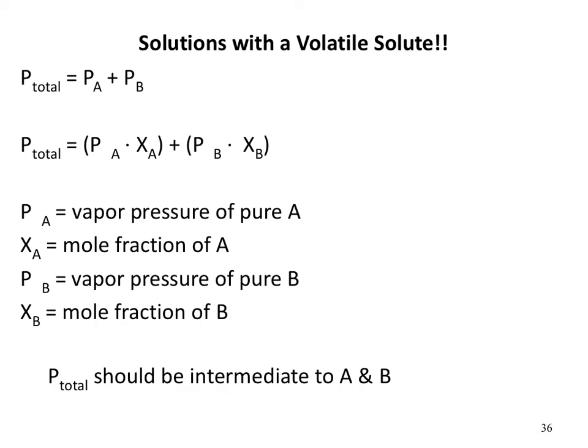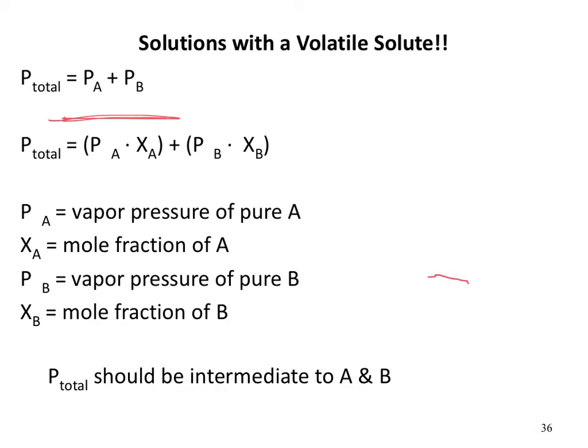Well, what would happen if you had a volatile solute? So what would happen if you actually had a combination of two different liquids? Both of them have the potential to convert into something volatile. What would you do? How would you go about it?